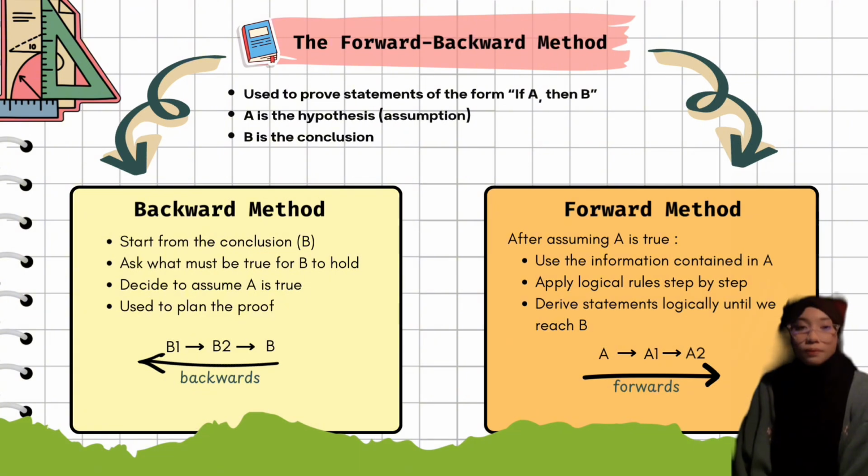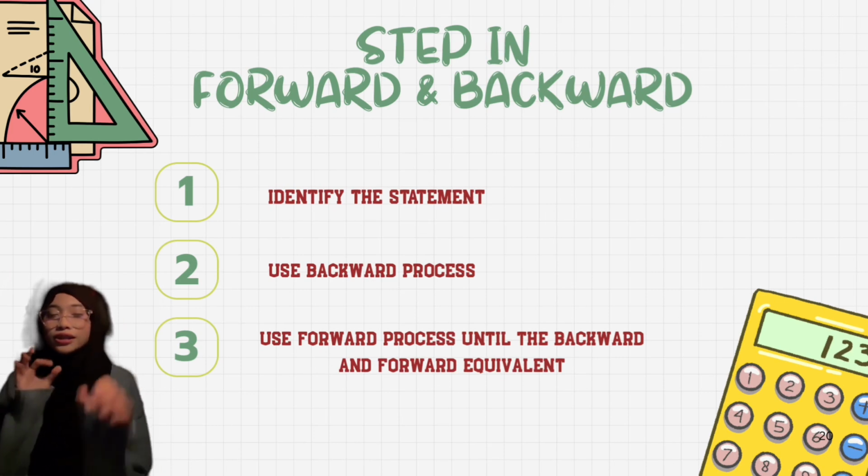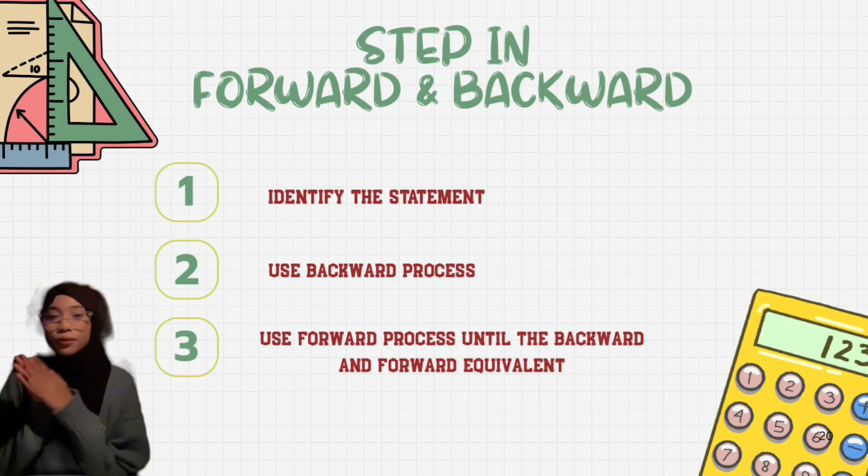Next, the forward method begins by assuming A is true. We then use the given information in A and apply logical rules step by step to derive new statements until we finally reach B. This method is used to clearly write out the proof in a logical order. Together, the backward method helps us plan the proof while the forward method helps us complete the proof logically. So, there are 3 steps in the forward and backward method. Step 1, identify the statement. Step 2, use the backward process. And step 3, use the forward process until the backward and forward are equivalent.